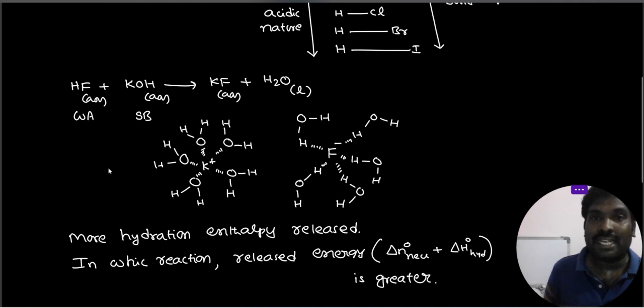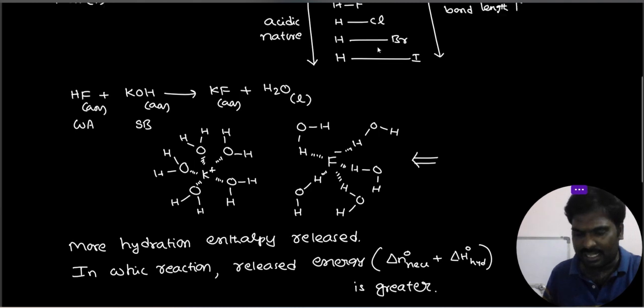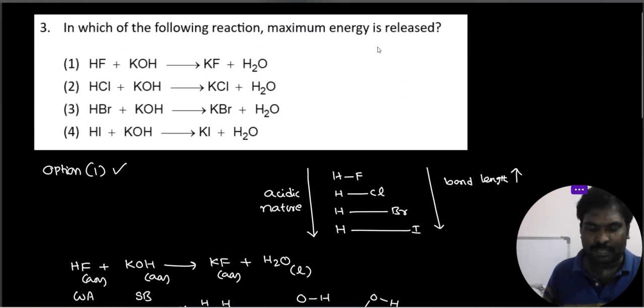Understood? But Br minus, Cl minus, I minus are not effectively involved in ion dipole interactions. But here the F minus ion is effectively involved in ion dipole interactions, that is hydrogen bonding. That's why in this reaction maximum energy is released. So this is the exception case. Here what we are expecting is the fourth option, HI plus KOH, strong acid, strong base. But unfortunately, the first option is the right answer. This is the exception case. Clear? I hope everyone understood this concept. Thank you so much.